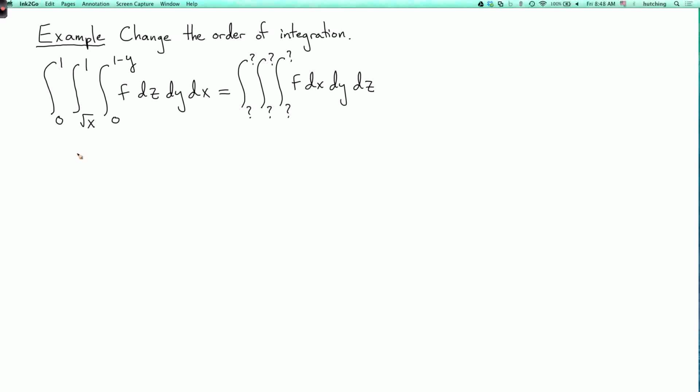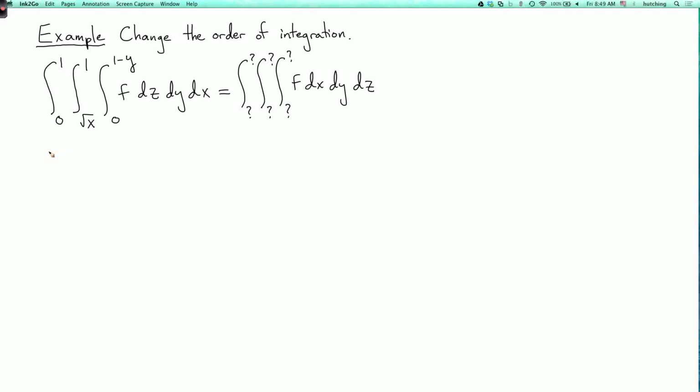We're now going to do another example of changing the order of integration. So a problem is to take the integral where x goes from 0 to 1, y goes from the square root of x to 1, and z goes from 0 to 1 minus y, and rewrite it so that we first integrate over x, and then integrate over y, and finally integrate over z. Now this is a little bit tricky, but we can do this if we think through it logically step by step. So I'll show you how to do that.